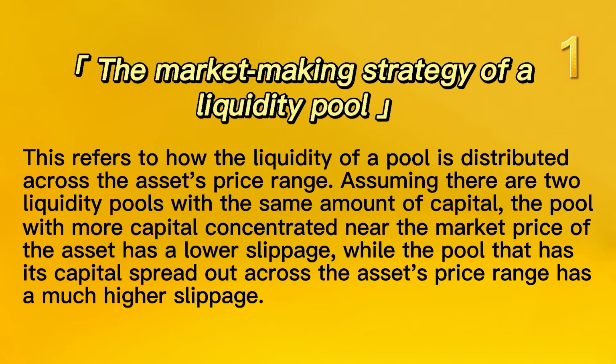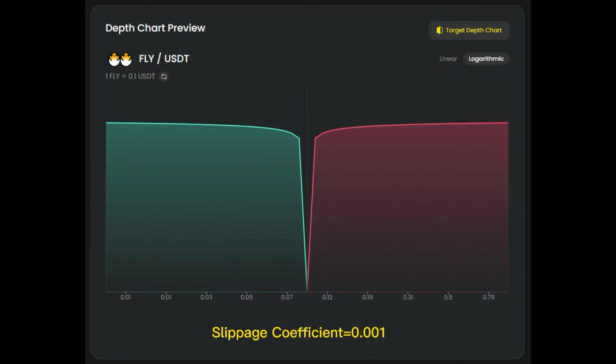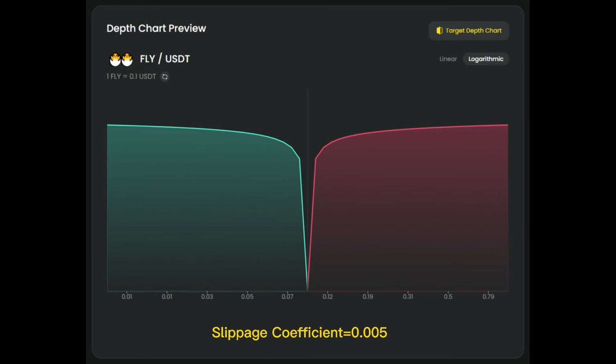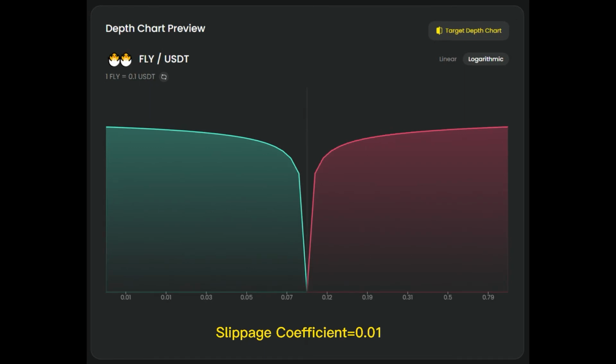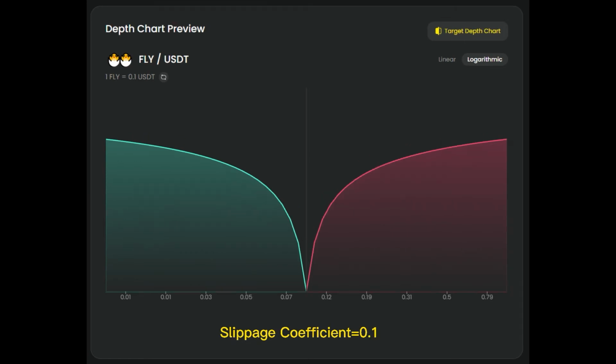The Dodo team introduced the slippage coefficient feature on Dodo DEX to help users navigate through bad trading experiences caused by slippage. Liquidity pools on Dodo will distribute their liquidities differently based on the number of their slippage coefficients. I have created 8 different liquidity pools with equal amounts of capital for the same trading pair, but each has a different slippage coefficient. As we can see, the bigger the coefficient, the flatter the depth curve.